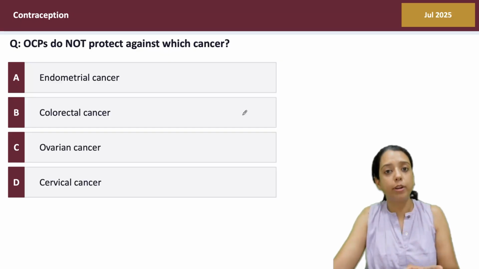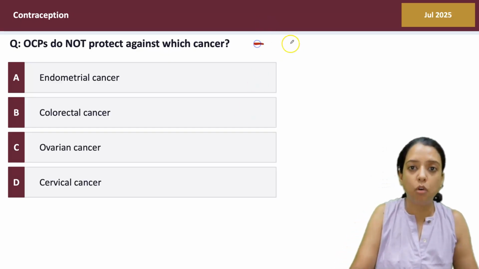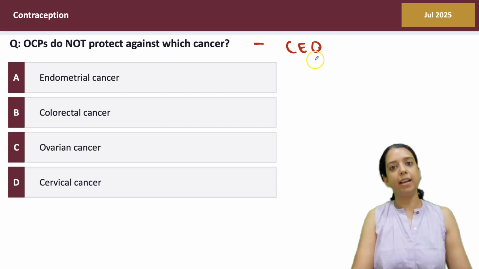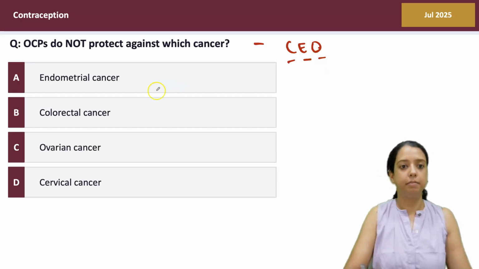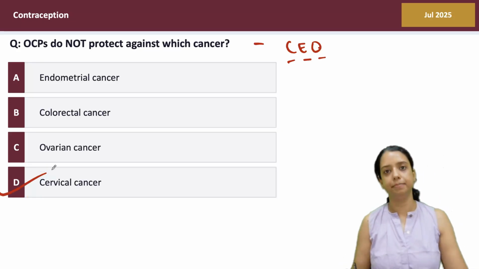OCPs do not protect against which cancer? Remember CEO? OCPs protect against endometrial cancer, ovarian cancer, and colon cancer, not against cervical cancer.